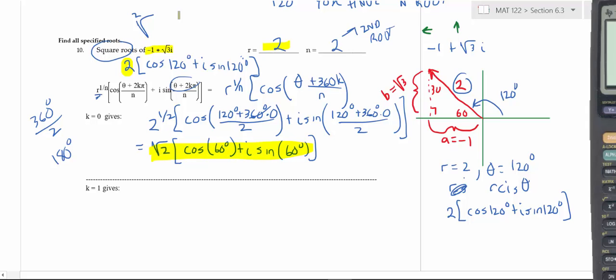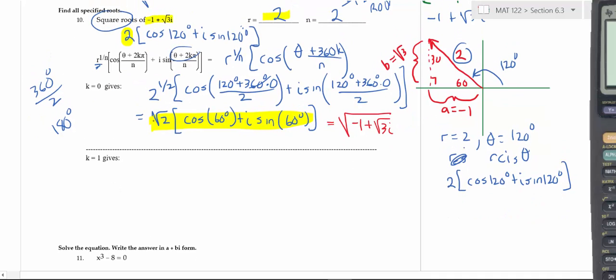So what we just found is, believe it or not, one of the square roots of -1 plus square root of 3i is this crazy thing. Now you could change that thing to the a plus bi form easy enough to get that answer, okay? Right now what we do is we just move on to the next one.